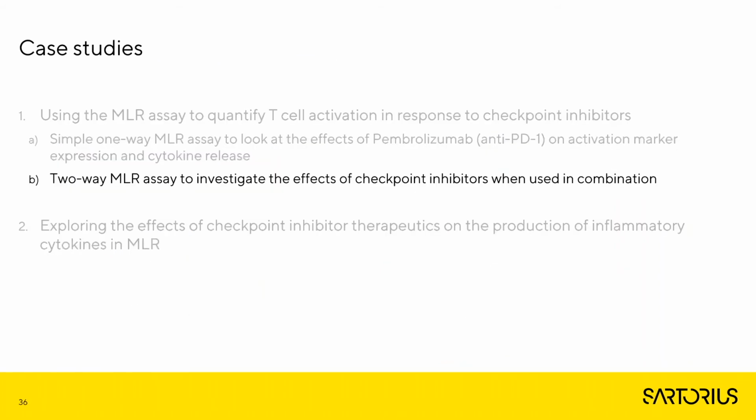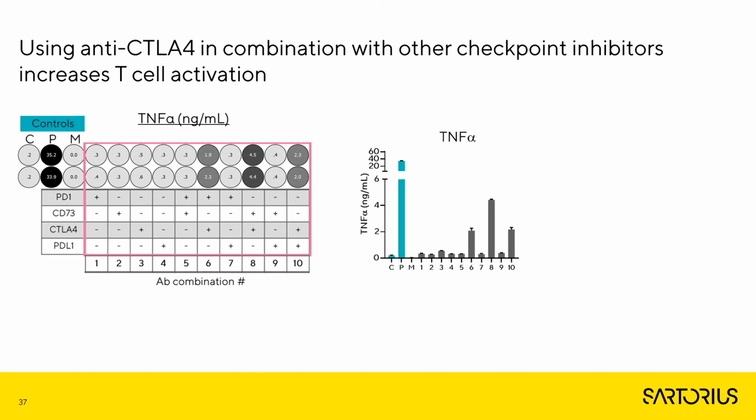Now I'm going to show the activation experiment looking at the effect of using checkpoint inhibitors in combination. This experiment was a two-way MLR assay, which was comprised of a co-culture of PBMCs from 2 different donors, and the PBMCs were incubated for 3 days with 10 different combinations of antibodies. These either included the checkpoint inhibitors on their own or in combination with other checkpoint inhibitors. The treatments were compared to 2 negative controls, marked here as C, which is the absence of any antibody, and M, which is MMA, and then PMA, marked here as P, was included as a positive control.